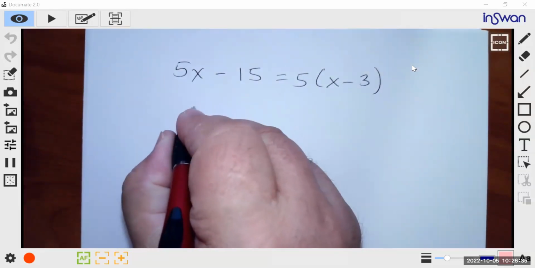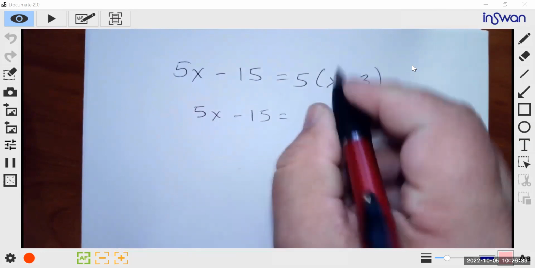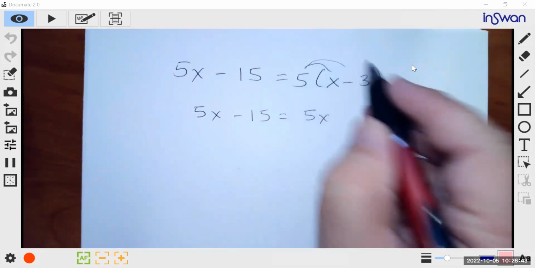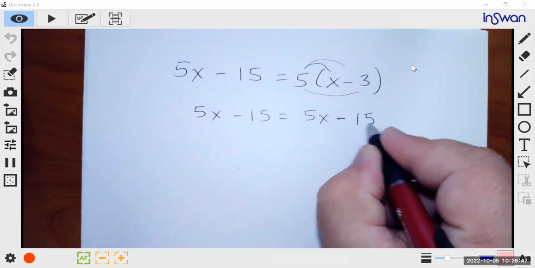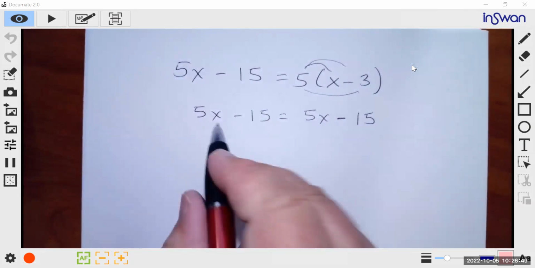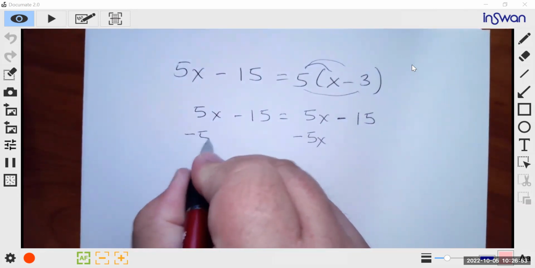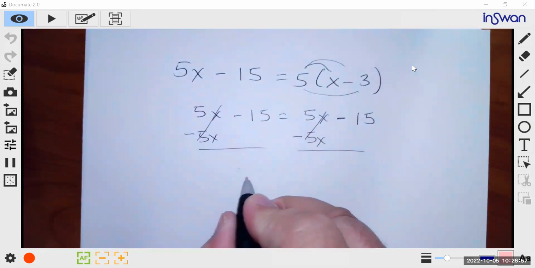Okay, so on the left-hand side, we have 5x minus 15. 5 times x is 5x. Positive times negative is a negative. 5 times 3 is 15. We have x's on both sides, so we subtract 5x on both sides.